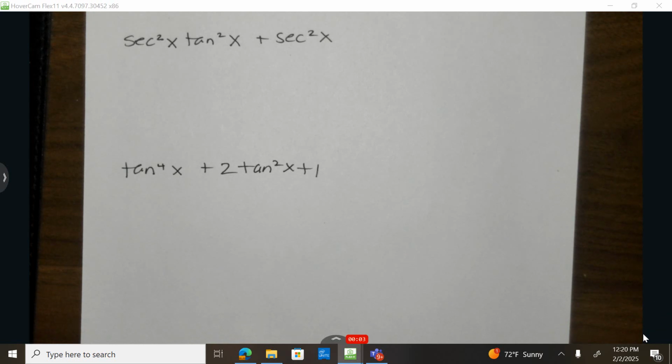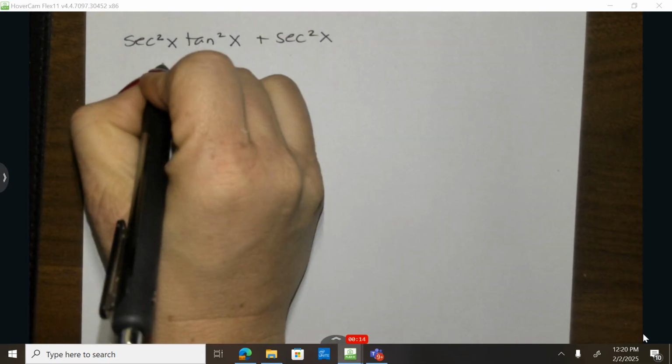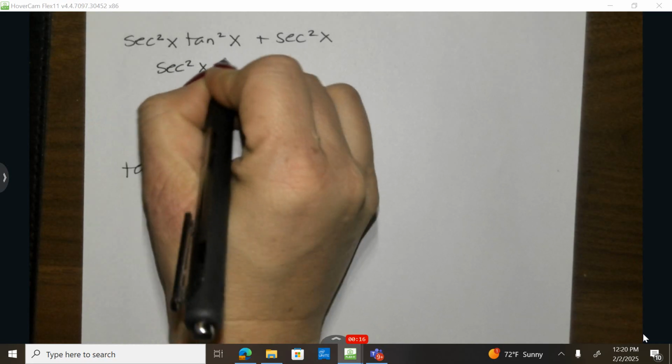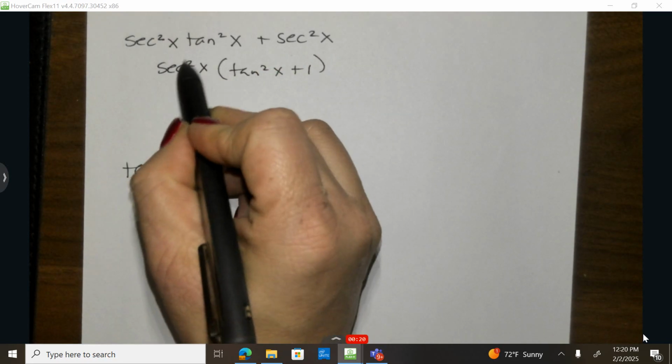In this video, I'm going to complete problem 7 and problem 8 from Unit 11, Lesson 2. So how can we simplify each expression? Now I recognize both the left and the right contain a secant squared. So secant squared x, I'm going to factor out. I'm left with tangent squared x plus 1. Let's make sure that works.